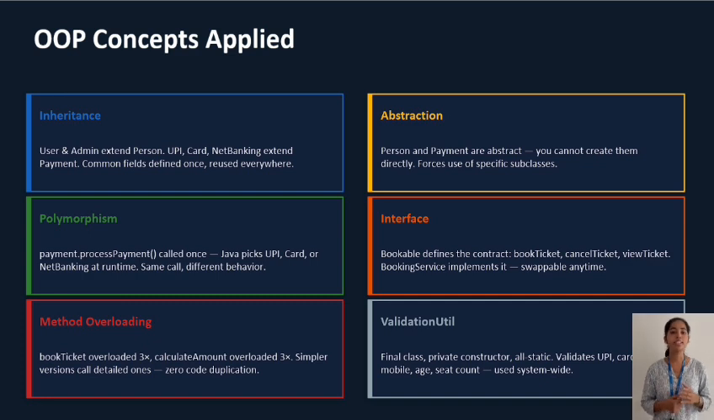Method overloading. bookTicket is overloaded 3 times and calculateAmount is also overloaded 3 times. The simpler version just calls the more detailed ones. This keeps the code clean with no duplication.